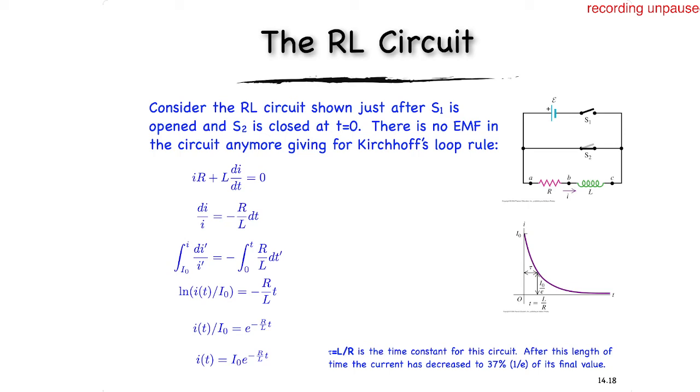At time 0, where this factor is 1, the current starts out at I naught. It starts out at the same value that it had before I closed the switch. But then it exponentially decays to 0 because there's no longer a battery supplying an EMF to my circuit. And again, we can talk about how long it takes to decay to within 1 over e of its final value, and that time is again L over R. So we call L over R the time constant for the circuit.